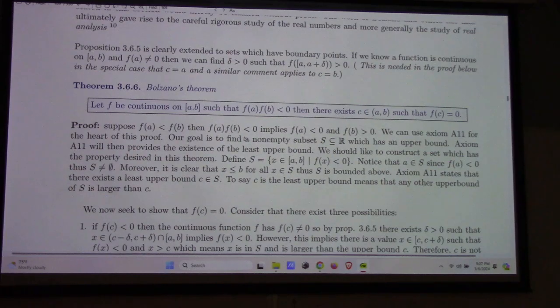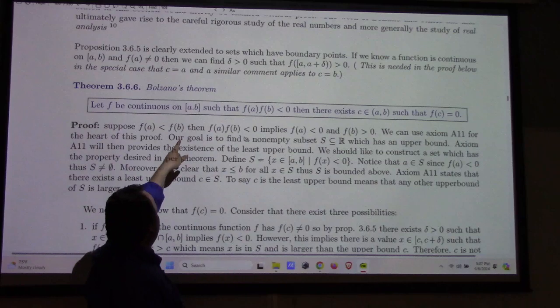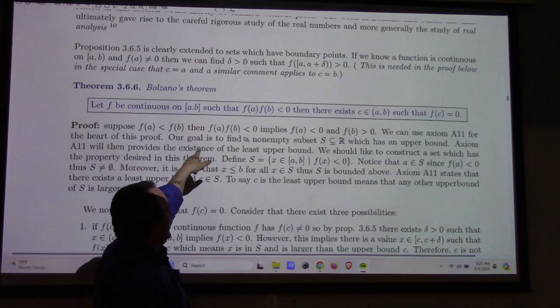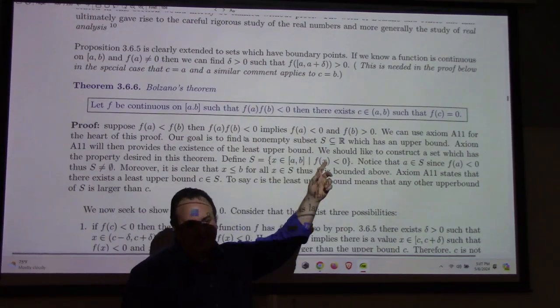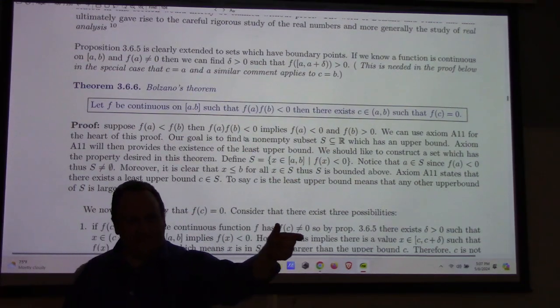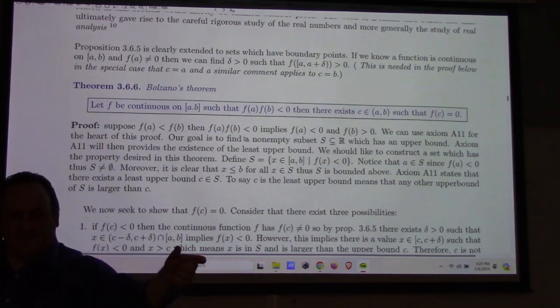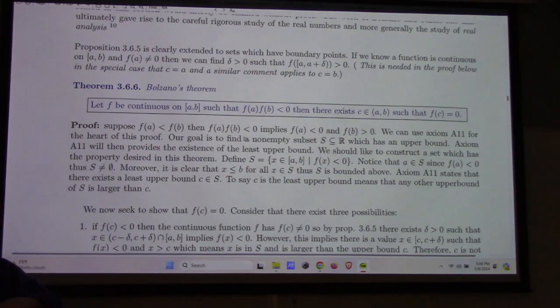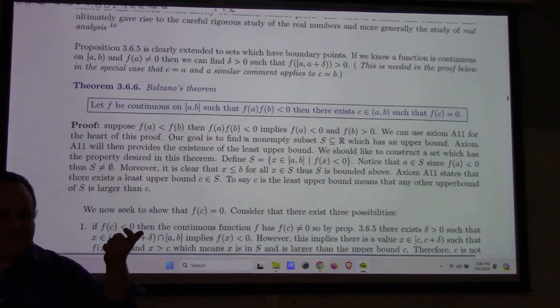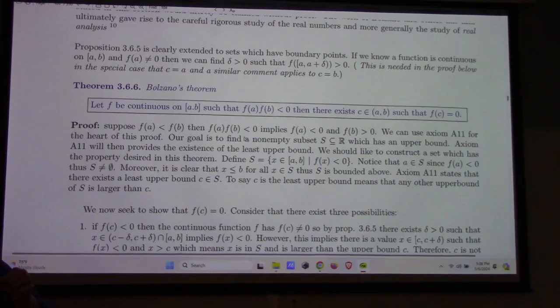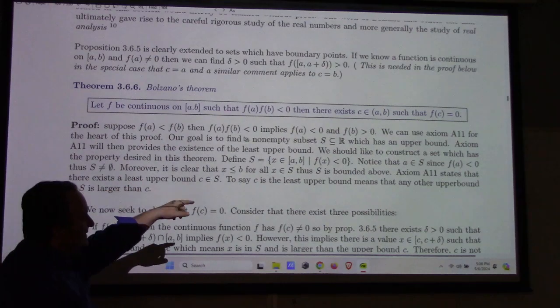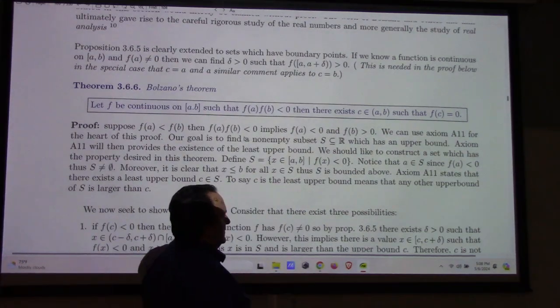It says, let f be continuous on a closed interval [a, b]. That was supposed to be a comma, I don't know what happened there. Such that, check this out, f(a)f(b) < 0. What's that mean? Either f(a) or f(b) is negative and the other one has to be positive, so it's either plus minus or minus plus. That's a nice way of saying that 0 is between f(a) and f(b). 0 is an intermediate value for the function. Then there exists c such that f(c) = 0.